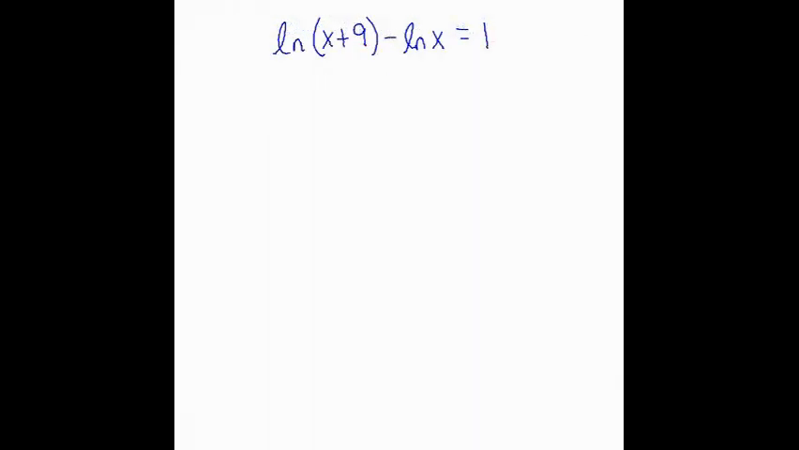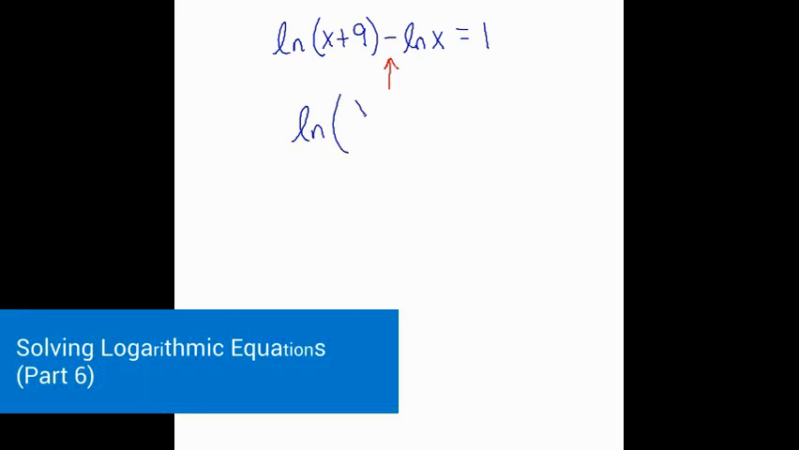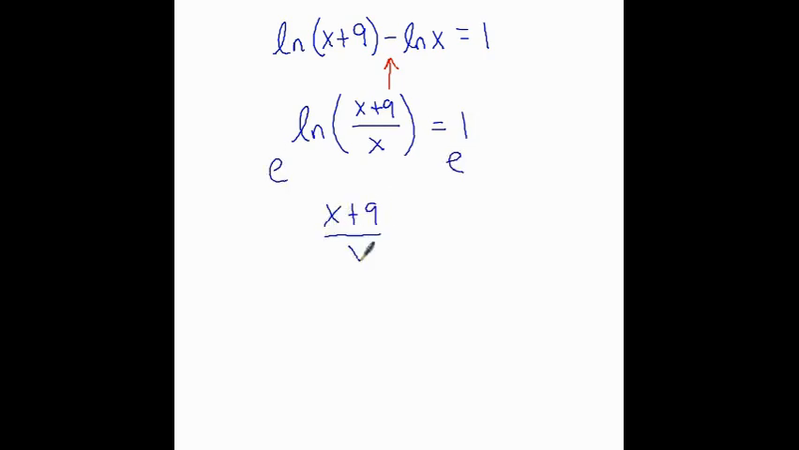Okay, in this one, we have a subtraction sign, which means we need to use our difference property. That'd be the natural log of x plus 9 divided by x equals 1. Next, we'll take the e of both sides. We'll just be left with x plus 9 over x equals e. So let's go ahead and multiply both sides by x equals e times x instead of e to the x.